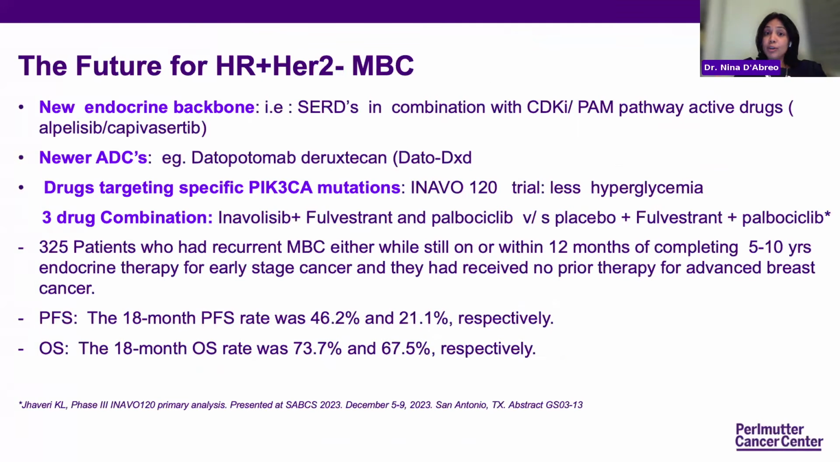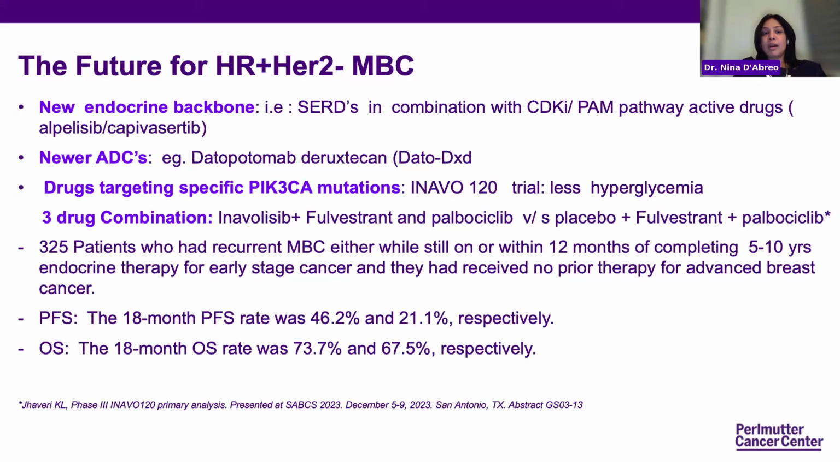So where does the future go? As I had alluded to, we might be seeing these SERDs, these new drugs, in combination with existing drugs like Ibrance. So we might be combining, for example, Orserdu with Ibrance and making them work longer. We might be seeing new antibody drug conjugates, and they might be drugs that target specific PIK3 mutations, which cause less hyperglycemia, less high blood sugar.